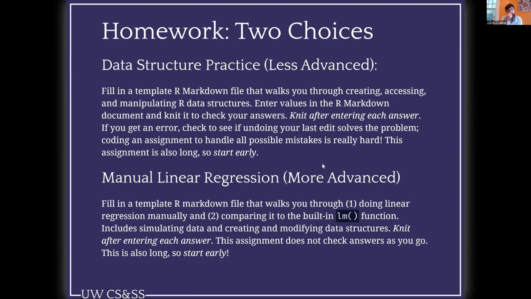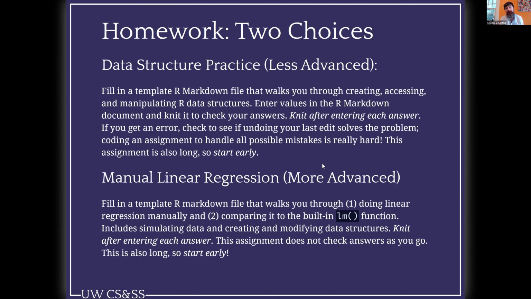The way this document works, and it's important to follow these instructions, I can't emphasize this enough, do exactly this. You will enter values in the Markdown document, 1 value at a time, and knit the document. Knit after answering each question. If you get errors, you'll want to check to see if undoing your last edit solves the problem. So the idea here is this is an assignment that is self-grading. It has code embedded in it that will check the values you input for each question and tell you if they're right or they're wrong.